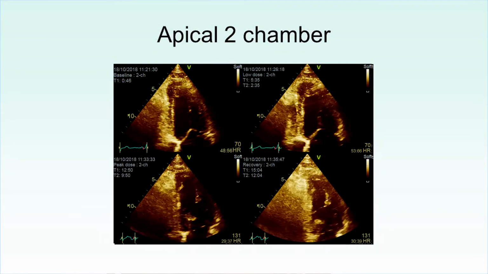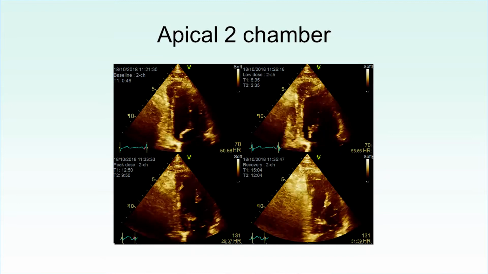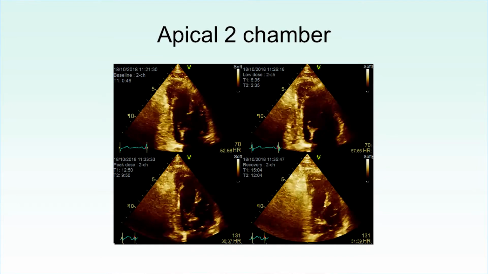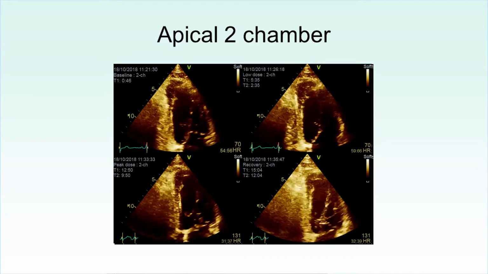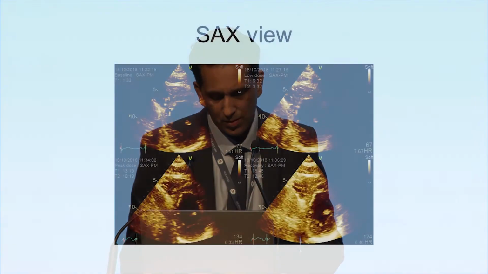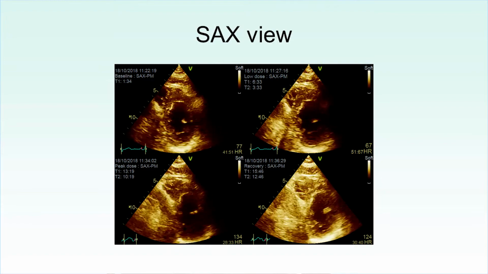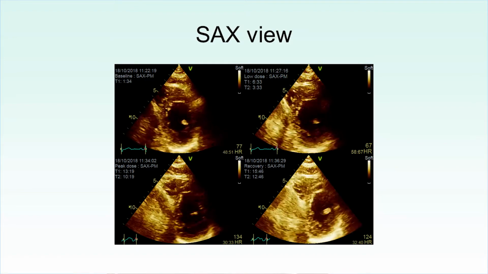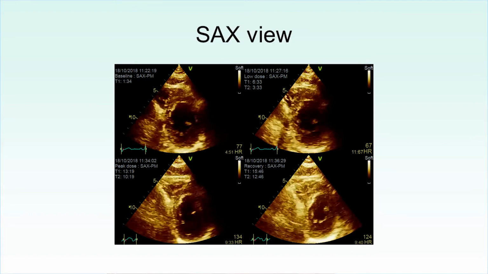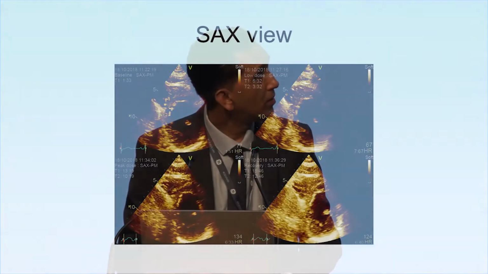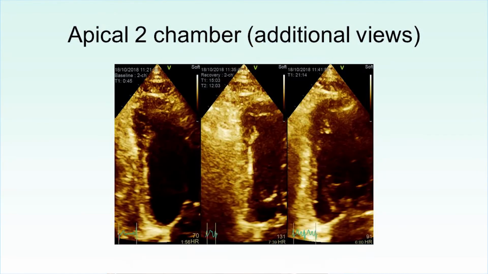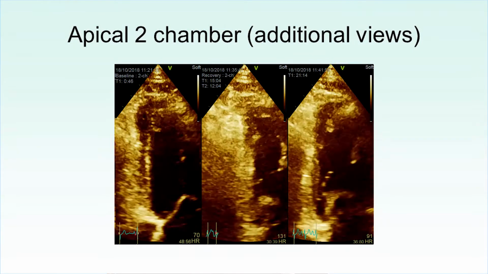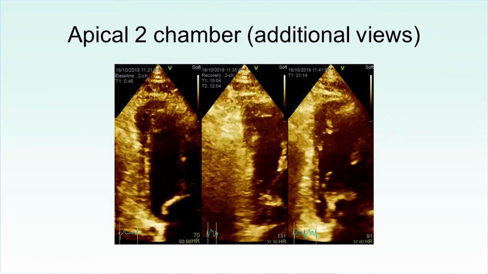So going on to apical 2-chamber again, if you look very carefully, there might be something here. So it's apical 3-chamber. And again, just focusing on the territory of interest, maybe there might be something in the inferior territory.